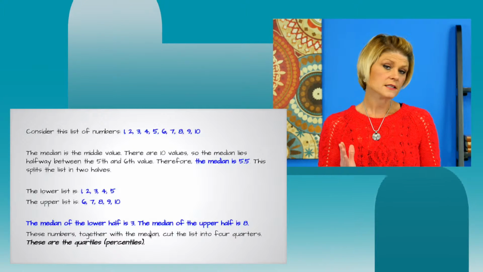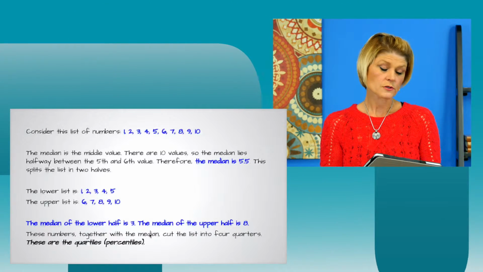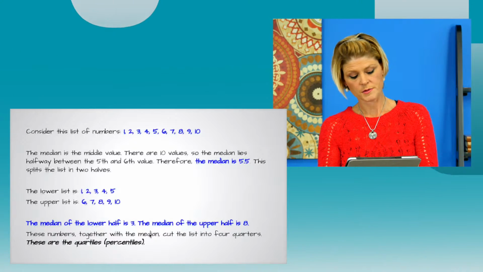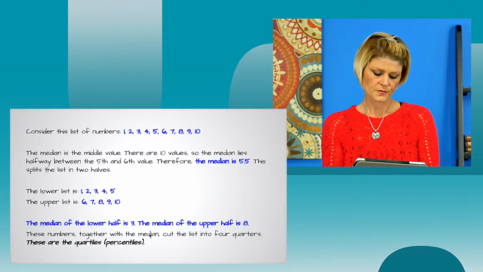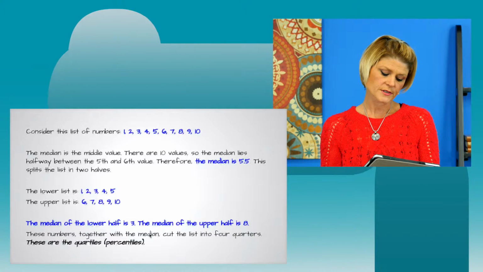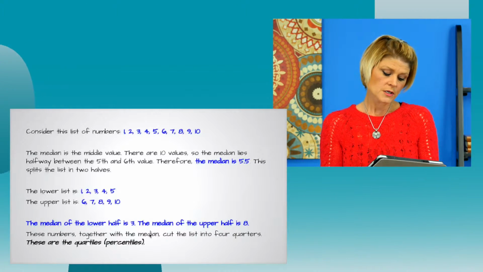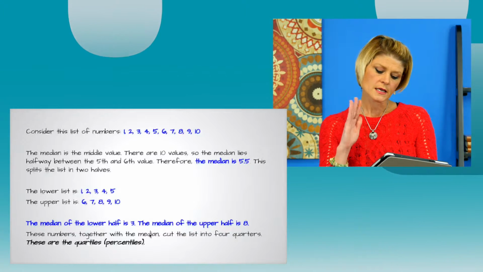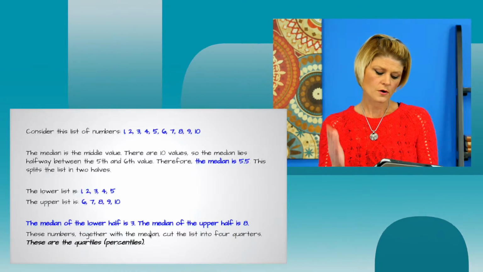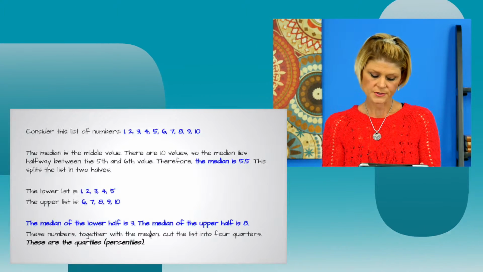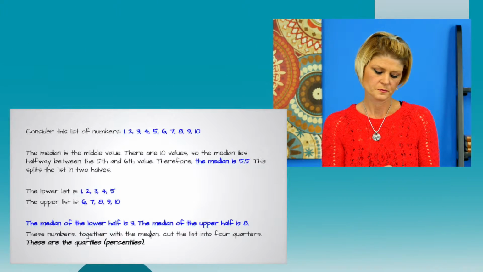This splits the list into 2 halves. So the lower list is going to be 1, 2, 3, 4, 5, and then the upper list is going to be 6, 7, 8, 9, 10. So the median of the lower half is going to be 3, and the median of the upper half is going to be 8. So these numbers, together with the median, cut the list into 4 quarters. And we talked about that before. These are our quartiles, or our percentiles.